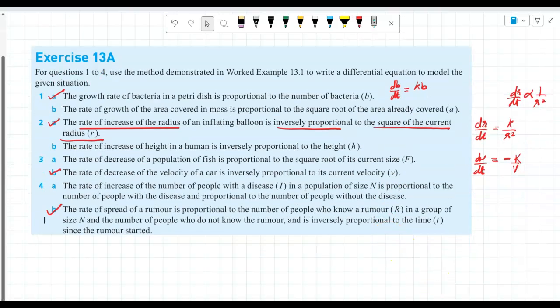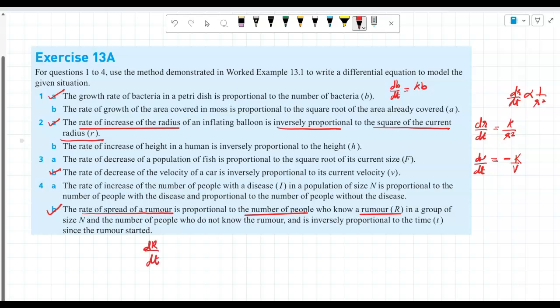Then try 4b. The rate of spread of a rumor, now they are calling the rumor variable r, in a group of n, is proportional to the number of people who know the rumor in a group of size n, and the number of people who do not know the rumor, and is inversely proportional to time. So the rate of spread of rumor, that's your dr by dt, correct?